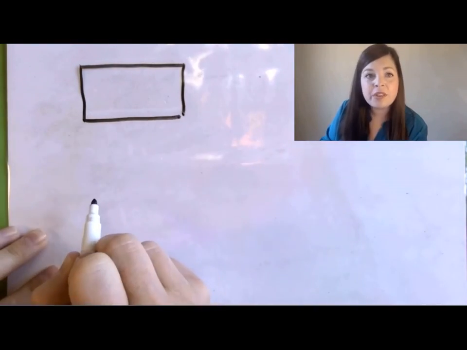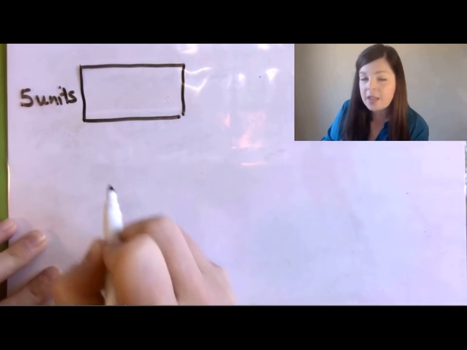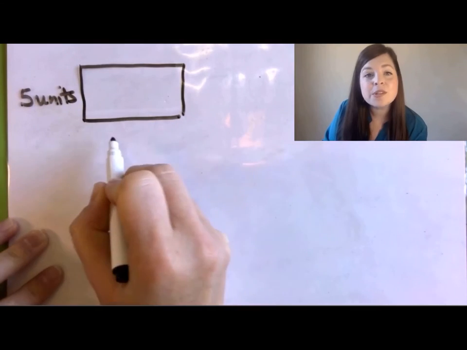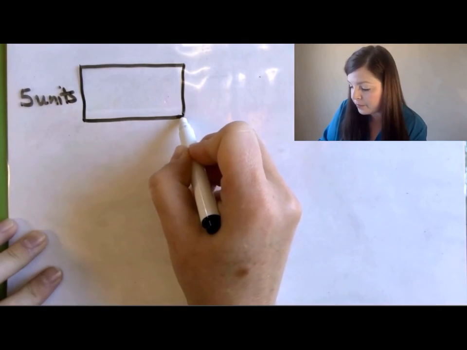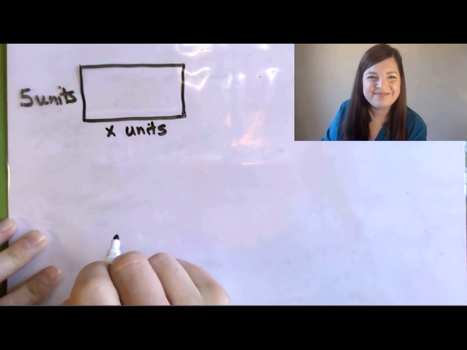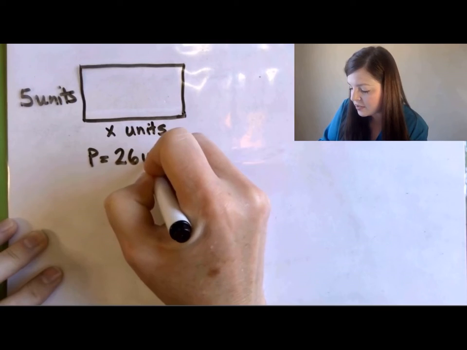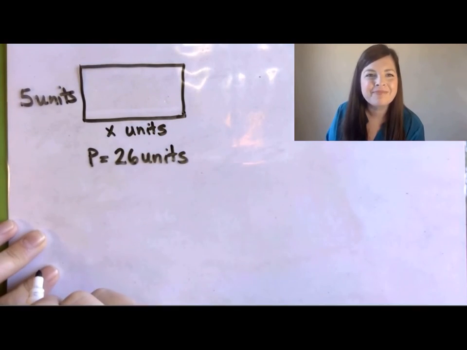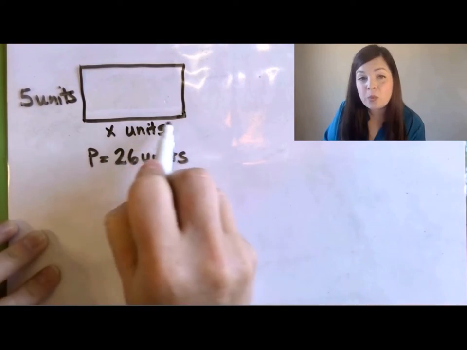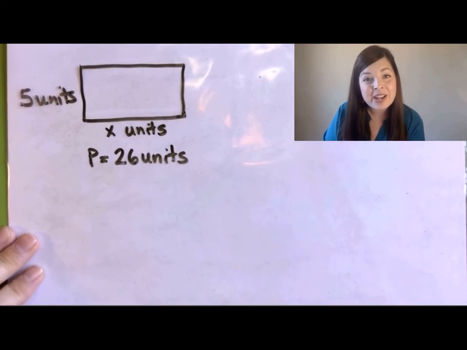And we know that the length of this rectangle is 5 units. And we don't know the width of the rectangle, so let's label that with a variable. And let's say x units. We know the perimeter of this rectangle is 26 units. How might we determine what the width of this rectangle is? Pause the video to think about it and talk out your thinking.